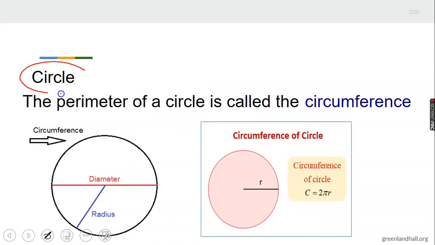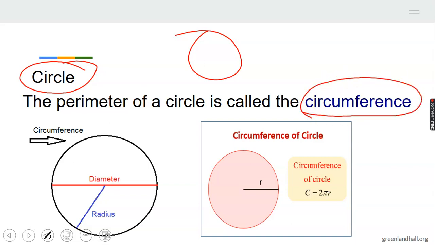Another figure we'll be talking about is the circle. We all know those figures in our house that have the shape of a circle. For example, a football is in the form of a circle. Now, how do we get the perimeter of a circle? The perimeter of a circle is called the circumference. That is the roundness of the circle.